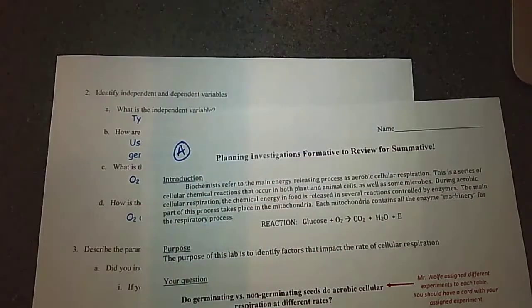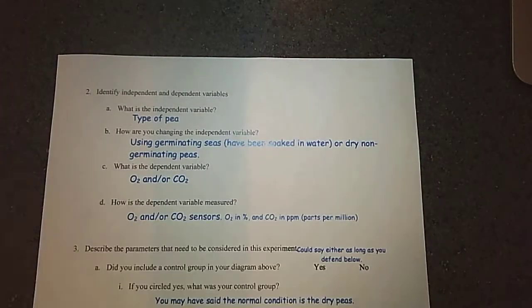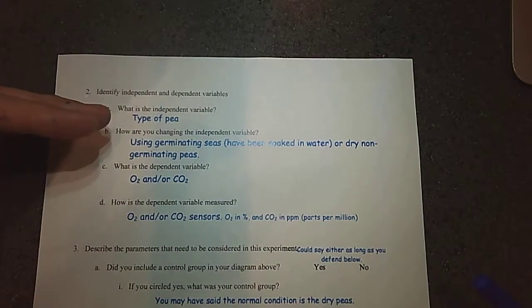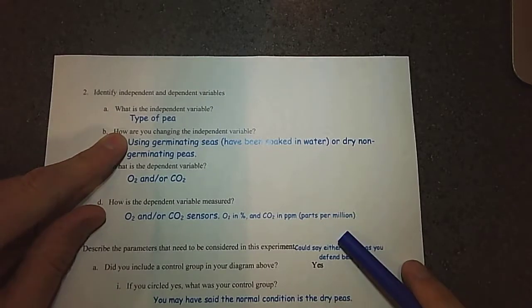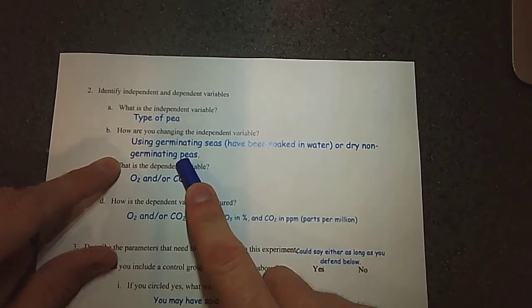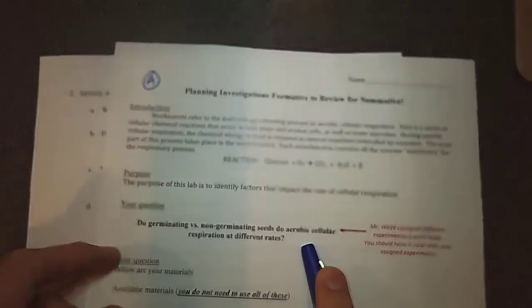All right. Do germinating versus non-germinating seeds do aerobic cellular respiration at different rates? All right, so the independent variable here is going to be the type of pea. This is what we can manipulate. So specifically, we're either going to use germinating peas or non-germinating peas. All right. And we're trying to see the effect on aerobic cellular respiration.